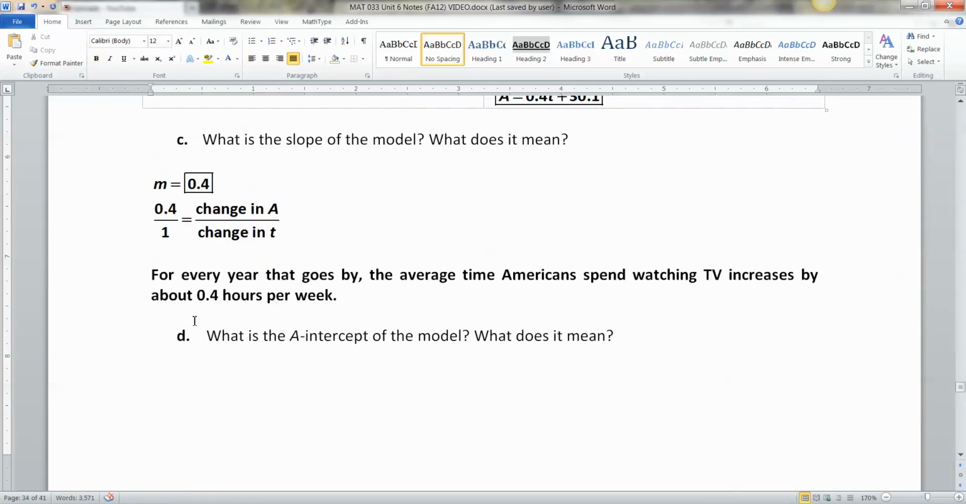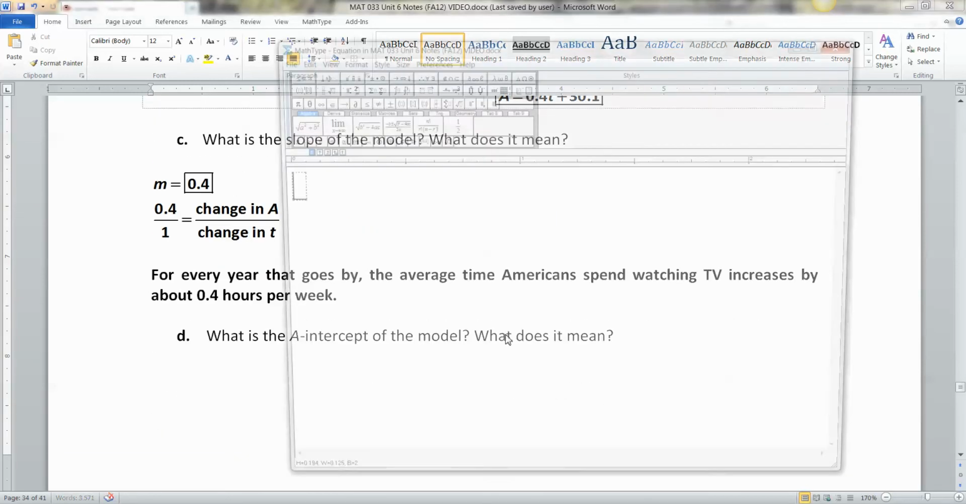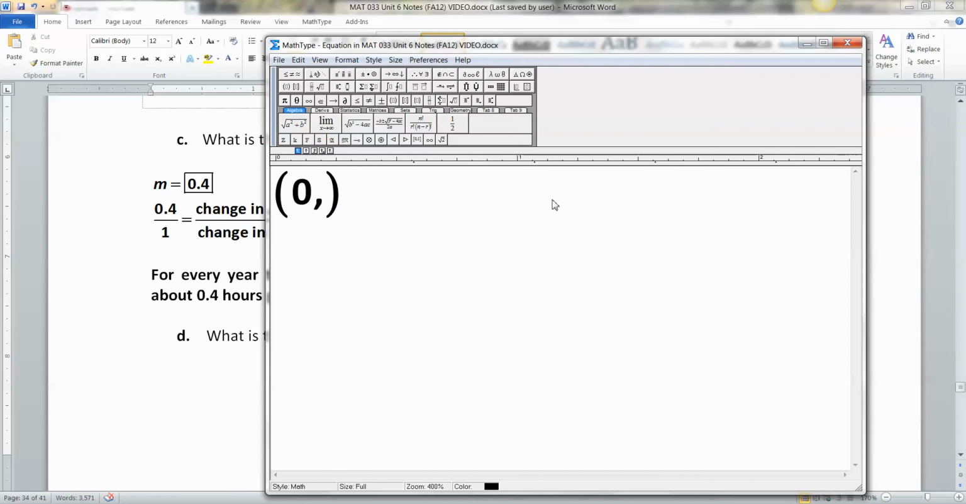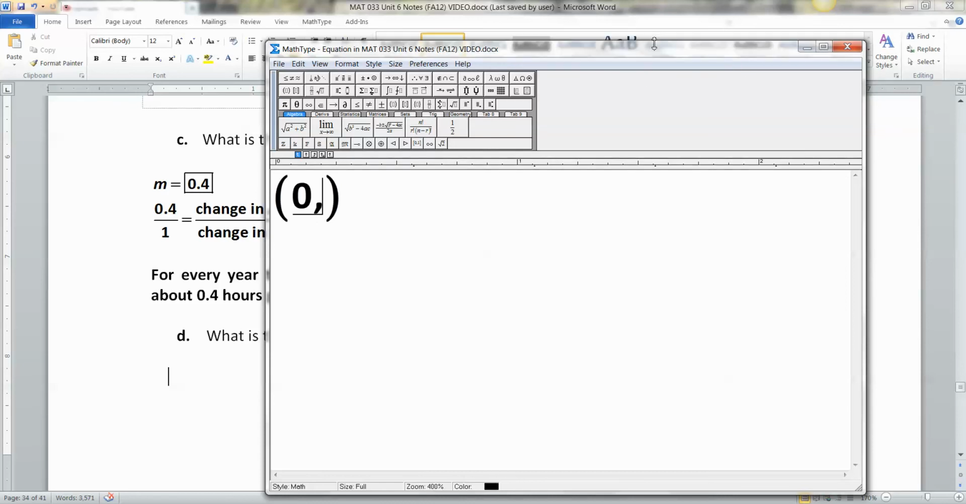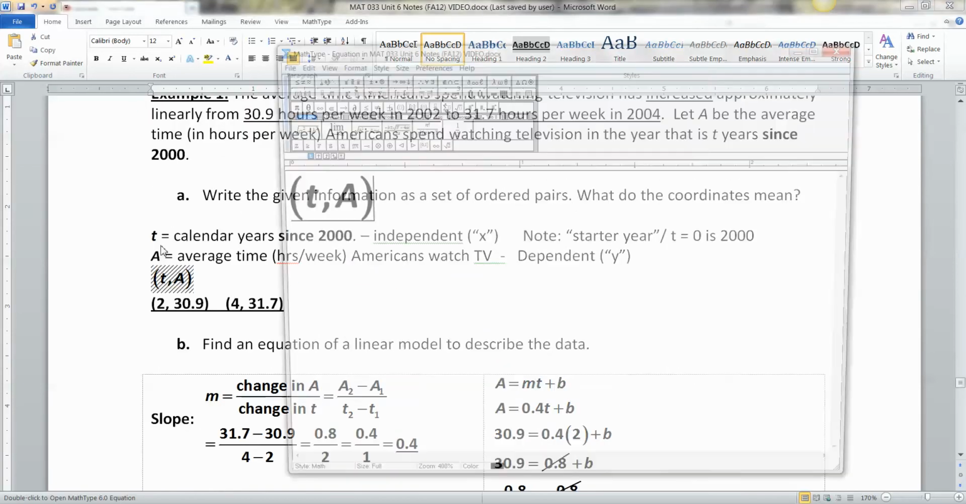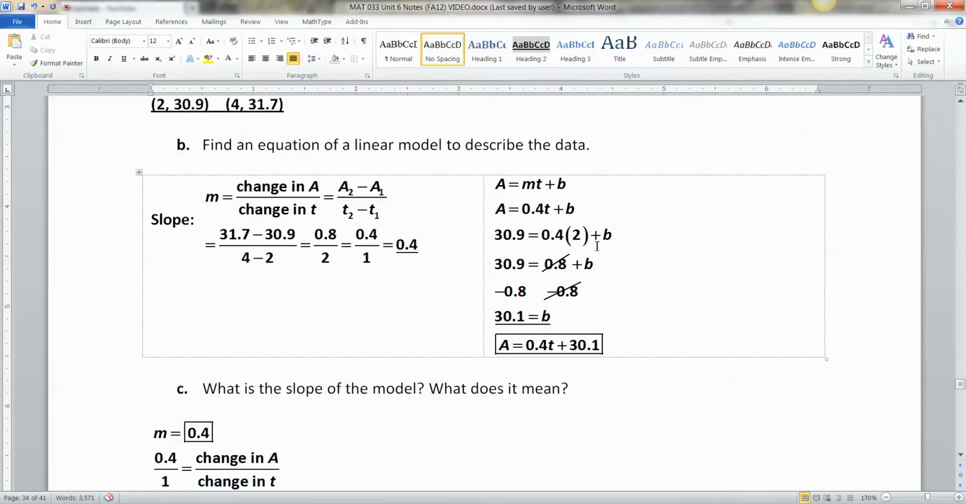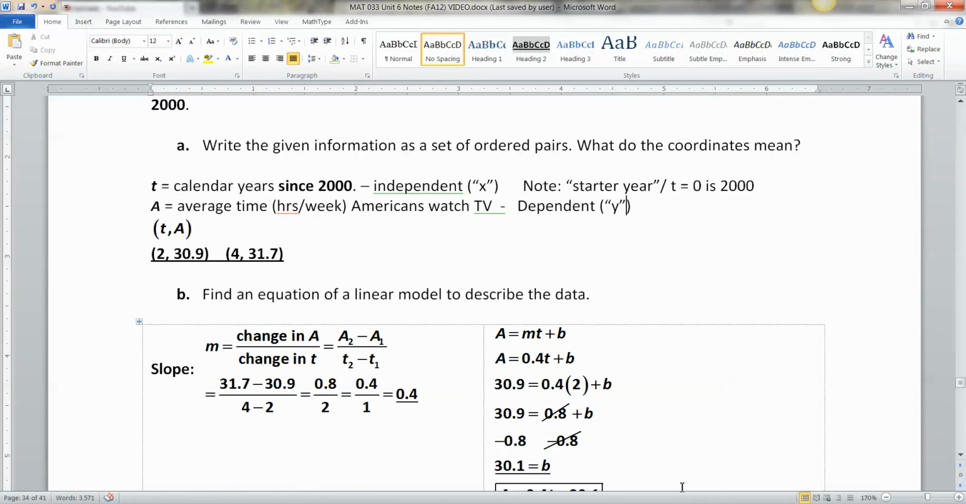All right, now what was the A-intercept? That's the letter B right here. So you'd say, okay, that's 0, comma, always 0, comma. It's not 30.1. I know you want it to be, but it's not. It's 0, comma 30.1. Okay. All right, now what does it mean? Well, there are 2 numbers there, and you have to interpret both of them. So 0, comma 30.1: 0 was T, and T was calendar year, right? Because T was first. So you'd say in the year 0.